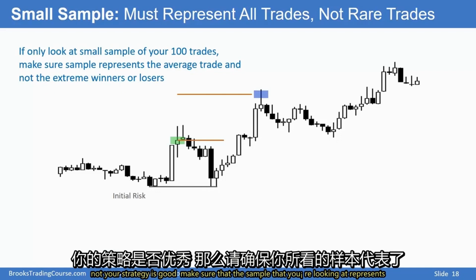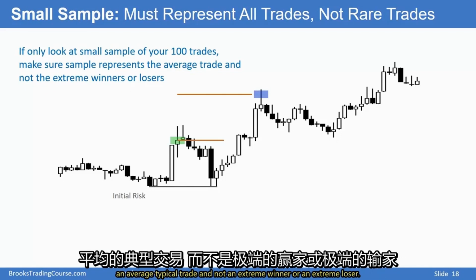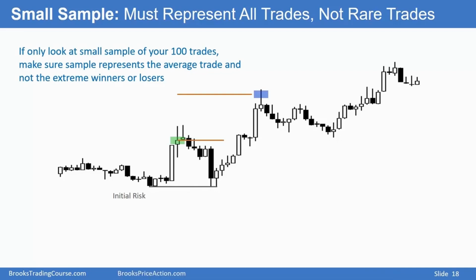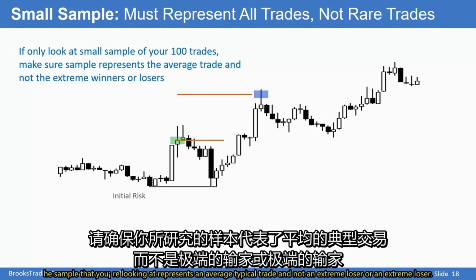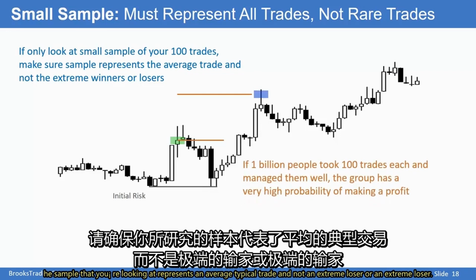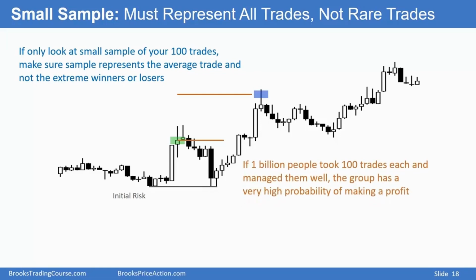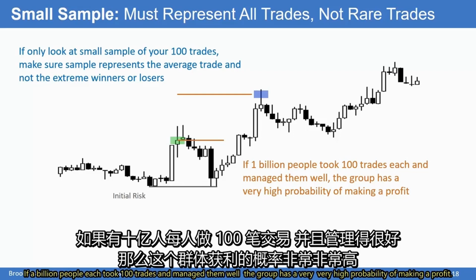If instead you only want to look at a few of your 100 trades, and try to determine whether or not your strategy is good, make sure that the sample that you're looking at represents an average typical trade and not an extreme winner or an extreme loser. If 1 billion people each took 100 trades and managed them well, the group has a very, very high probability of making a profit.